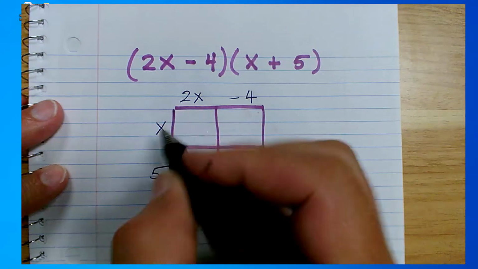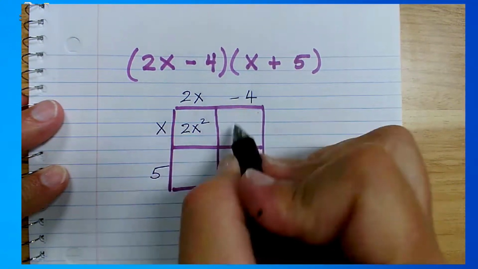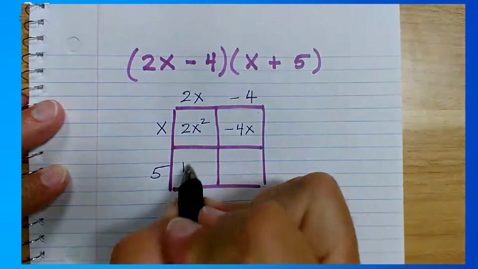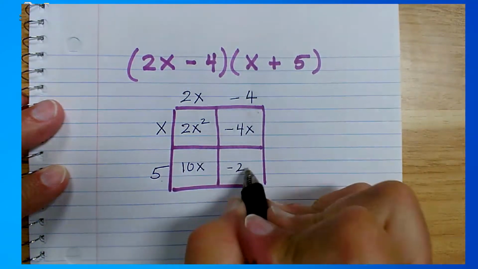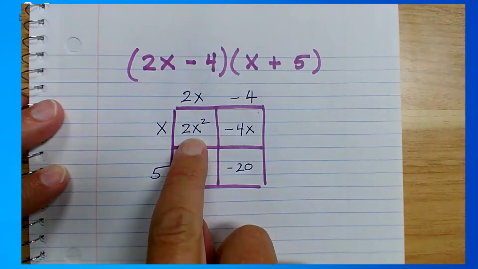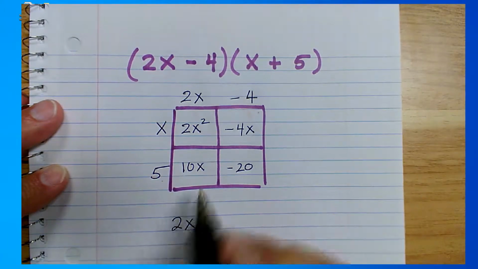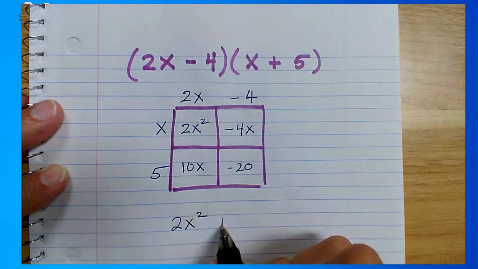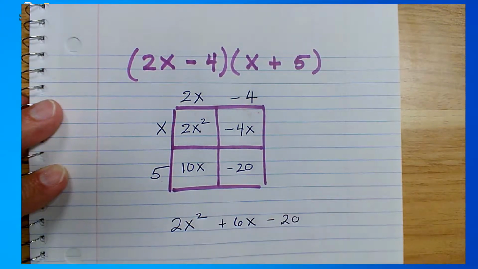So 2x times x is 2x squared. Negative 4 times x is negative 4x. 5 times 2x is 10x. And 5 times negative 4 is negative 20. We've done the box. We know that this is a loner and doesn't have anyone to play with, so it's 2x squared. The guys on the diagonal will combine, so 10x minus 4x is 6x minus 20. There it is.